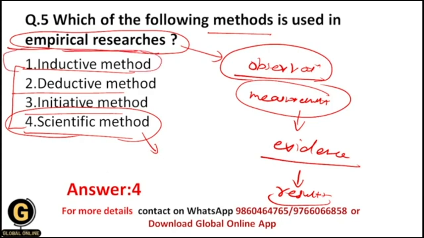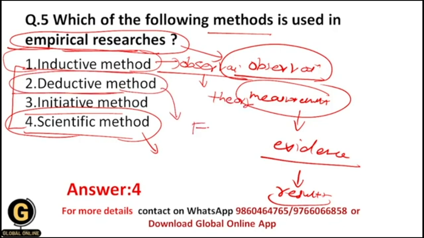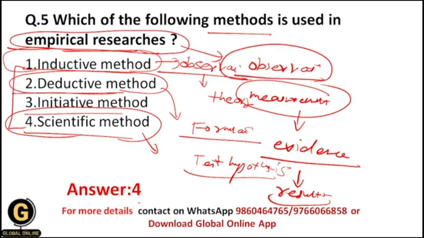And what are inductive and deductive methods? Basically within the inductive method we have the observations, and based upon the observations we are going to formulate a theory. And what is the deductive method? Within the deductive method we are going to formulate a hypothesis, and test the hypothesis by using statistical techniques. And finally you will get the results and conclusion. So whenever you combine the inductive method and deductive method, it forms the scientific method. And that's why the correct answer over here is 4.